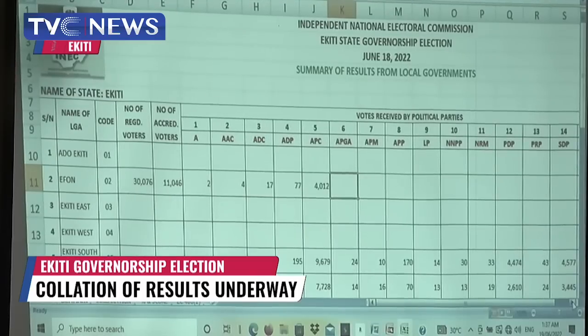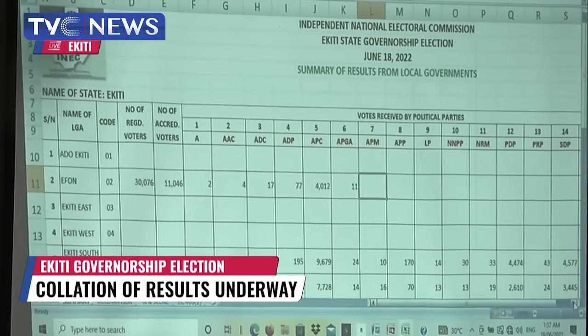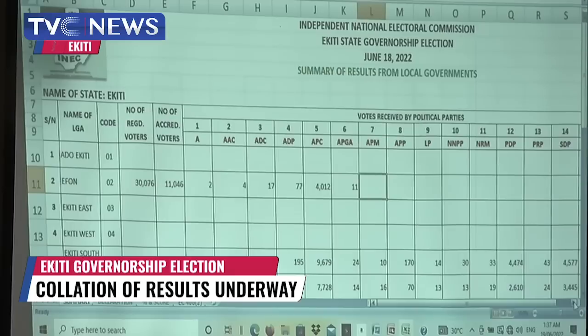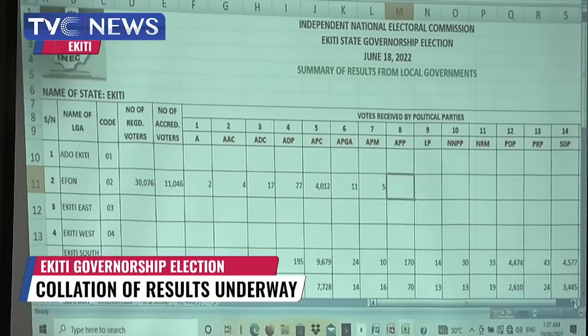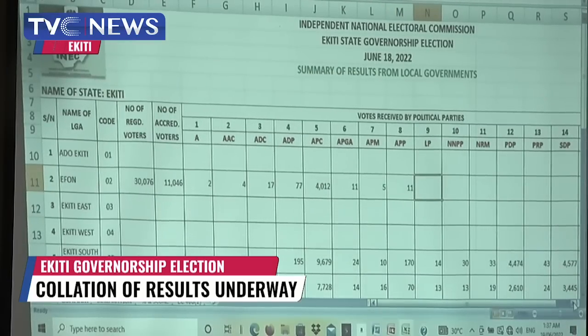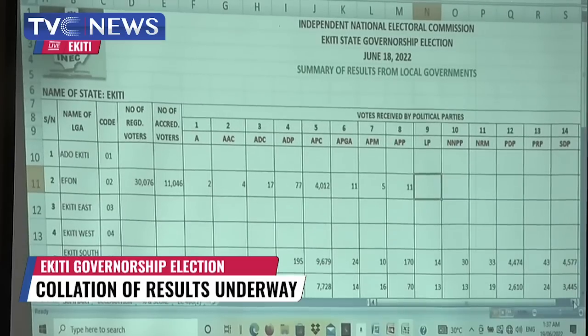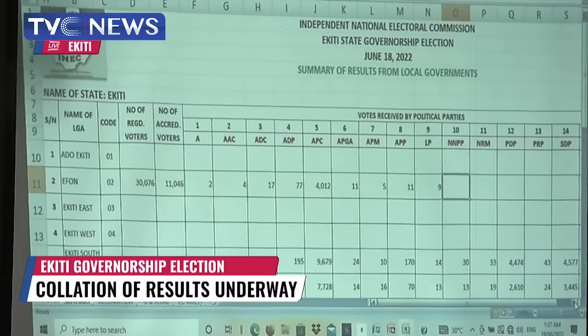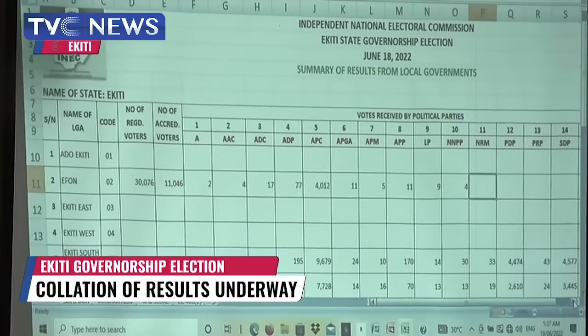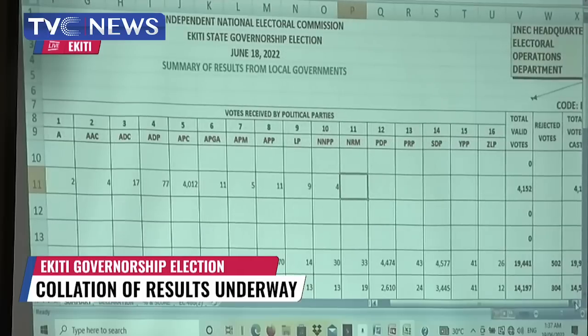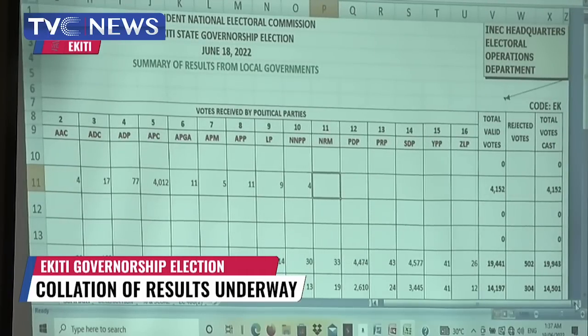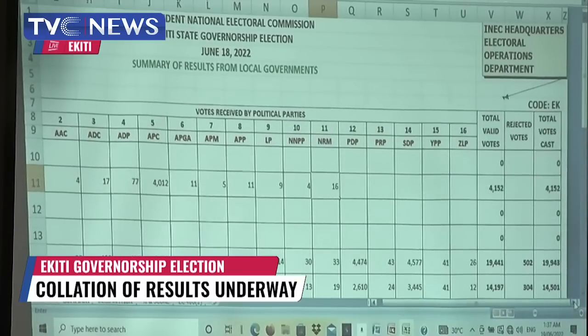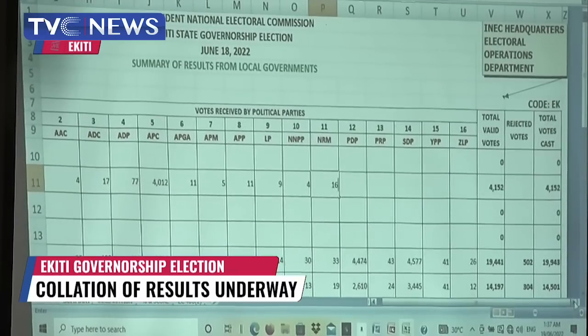APGA 11. APM 05. APP 11. LP 09. NNPP 04. NRM 16.